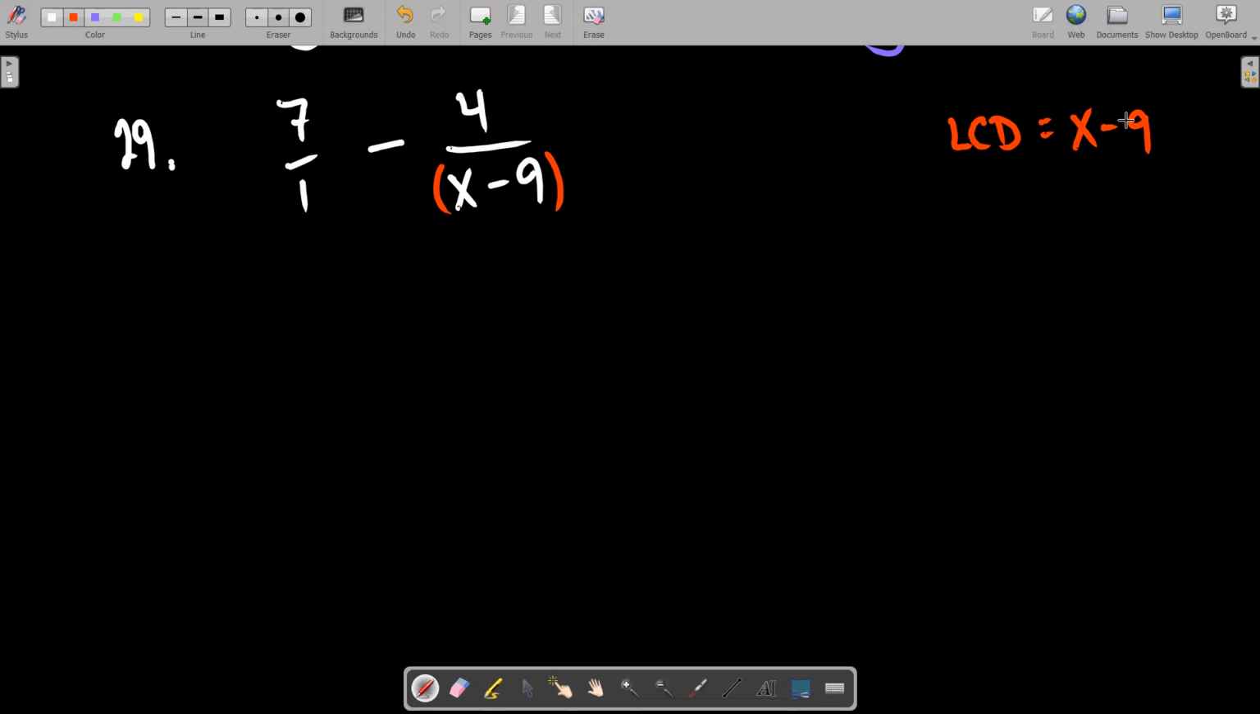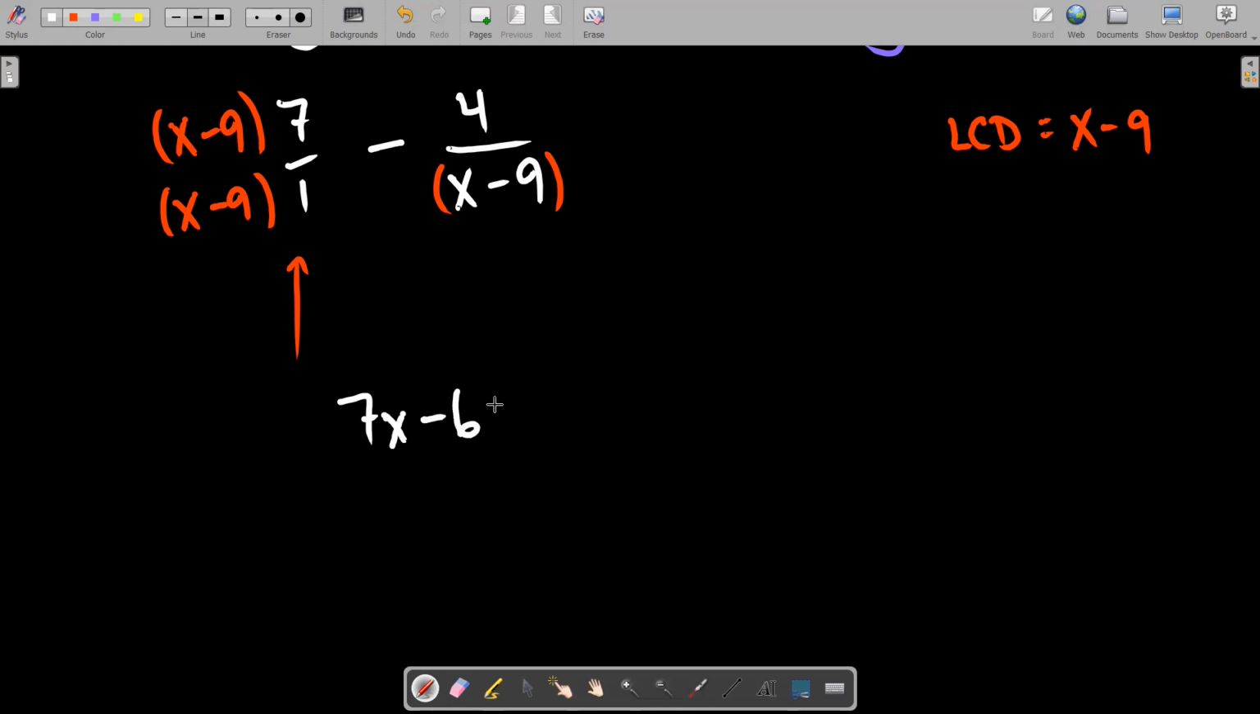So what would I have to multiply the first fraction by to make it match? How do I make this one, his bottom, match what I need? Multiply by x minus 9. Whatever the denominator doesn't have, give it to it, and then equally give it to the top. So what is the new top of my left fraction going to be? So 7, can I just go ahead and do 7x minus 63? Yeah, but I have no idea.